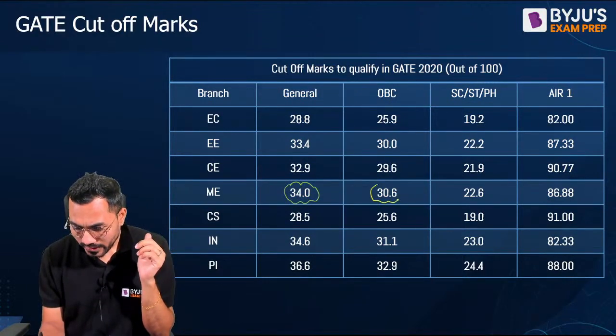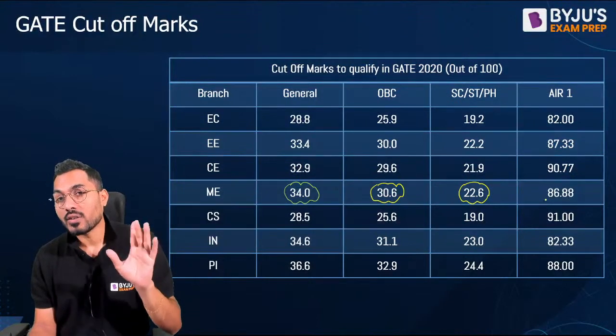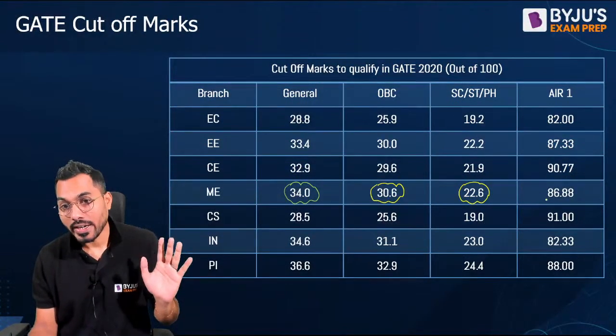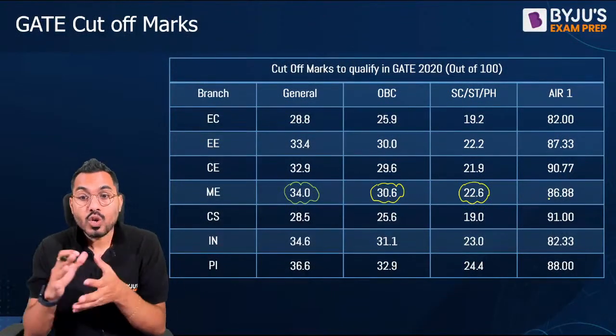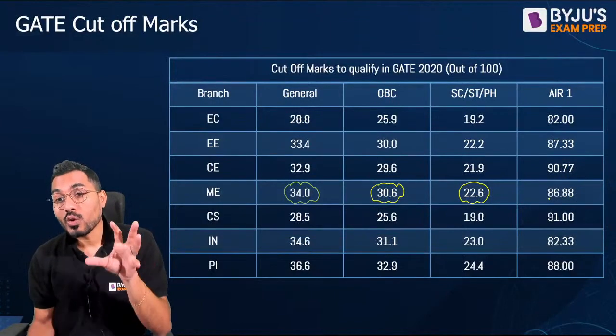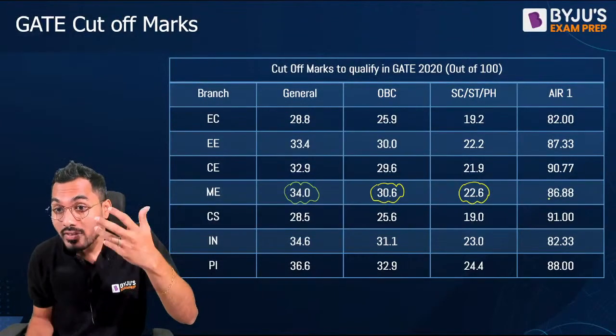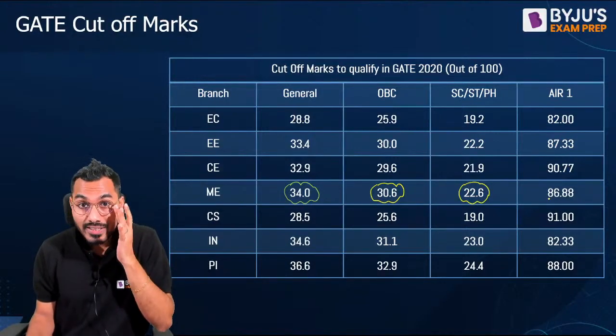For OBC candidates, it's 30 marks. For SC/ST, it comes down to 22. And all India rank 1 scored 86.88, that is 87 marks, right? GATE examinations are all relative, right? With respect to the first, your score will be decided, as simple as that. So can I say that the average marks you need to score is 30 marks? As far as qualification is concerned, that's very, very important for the GATE examination.